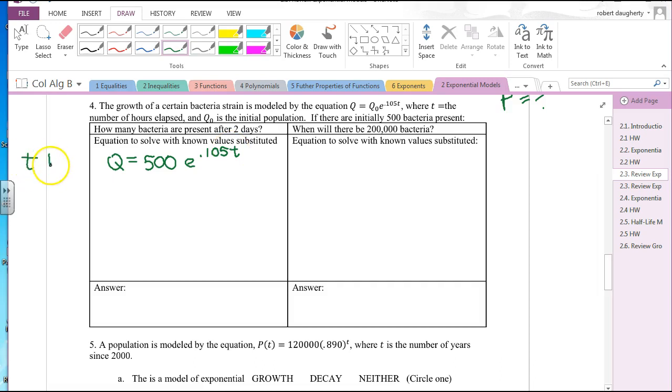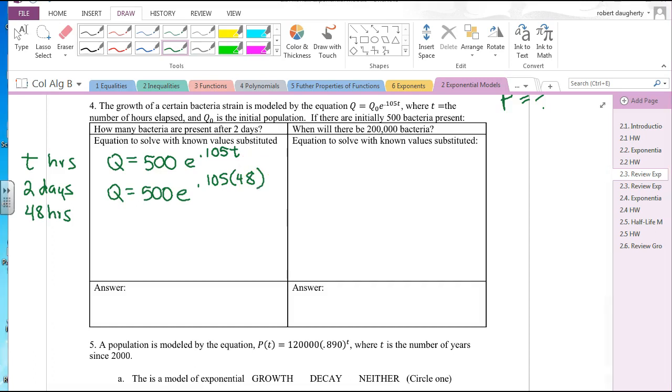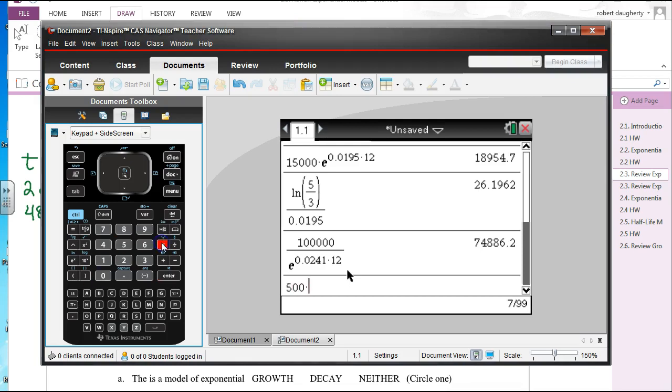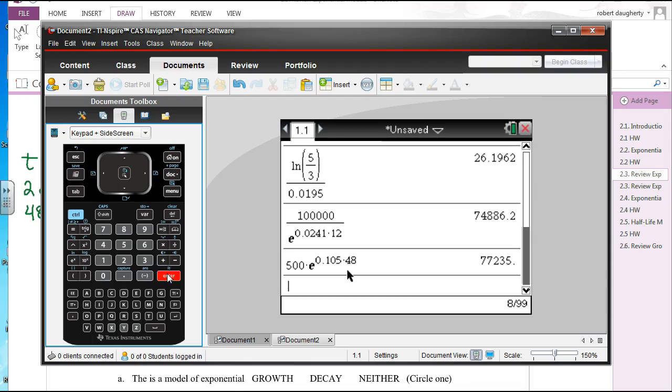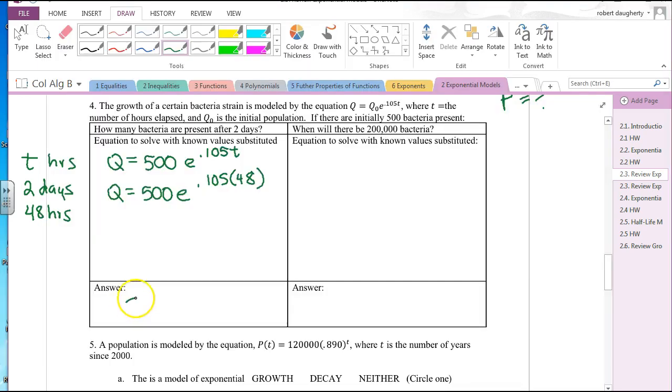So T, remember our time is in hours. Okay, so 2 days is how many hours? That is 48 hours. So this is Q equals 500 e to the 0.105 times 48. So that will tell me how many bacteria are present after 2 days. So 500, let's put that in our calculator. 500 times e to the 0.105 times 48, and that is 77,235. So there are 77,235 bacteria after 2 days.